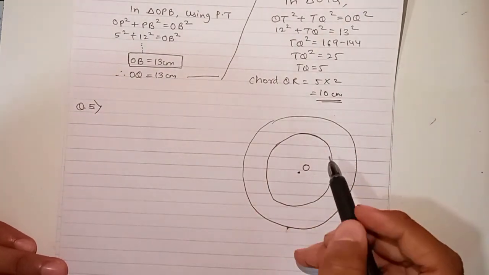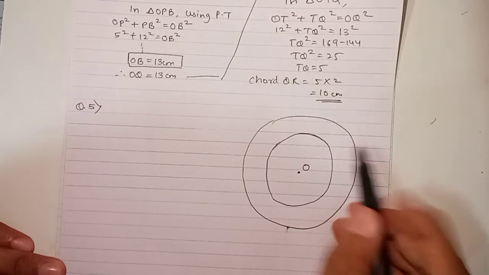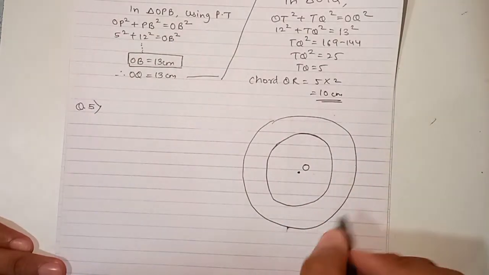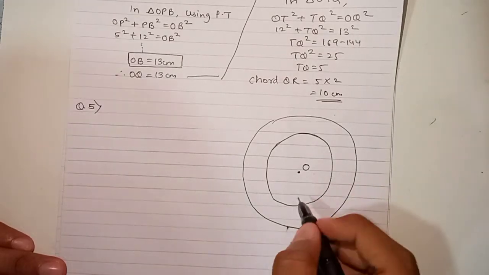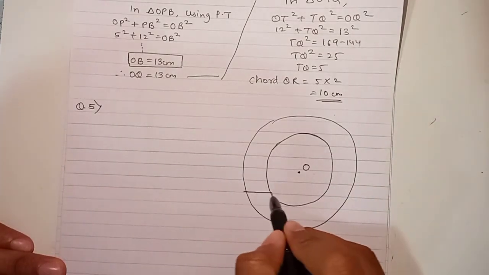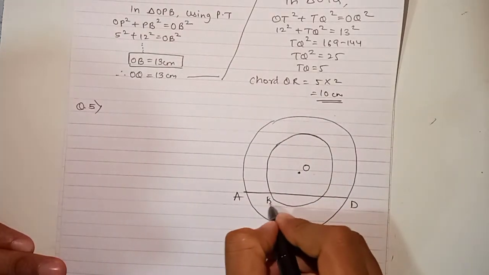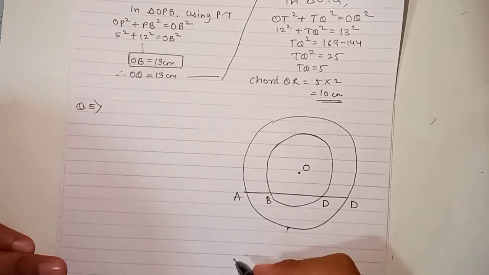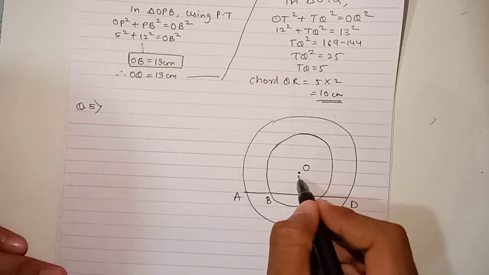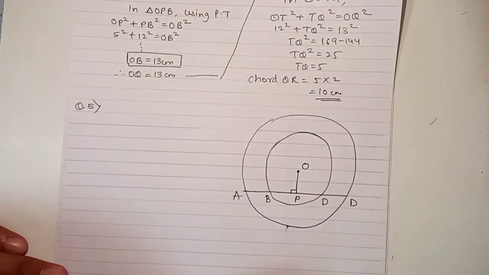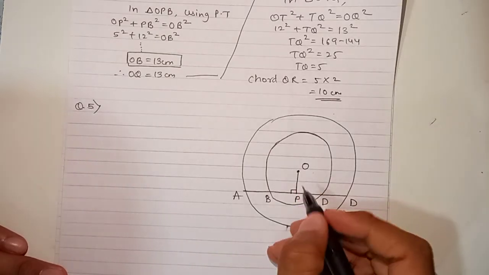Now, in the question number 5, you have two circles which has the same center. These are called as concentric circles which have same center. Okay, concentric circles. Then there is a line which cuts both the circle AD and cuts the smaller circle at points BD. They have told that OP is perpendicular to BD. It is told in the question that OP is perpendicular to BD. O is the center of both the circles.